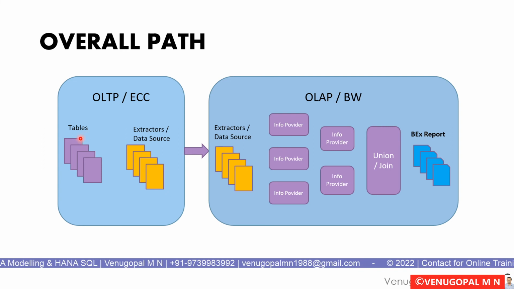Once you bring data from here to here, you will create an extractor, right? Then we have to replicate this data source from the source system to the BW system. Can you once again say what the extractor does? It's an object which lets you bring data from one system to another. That's it.